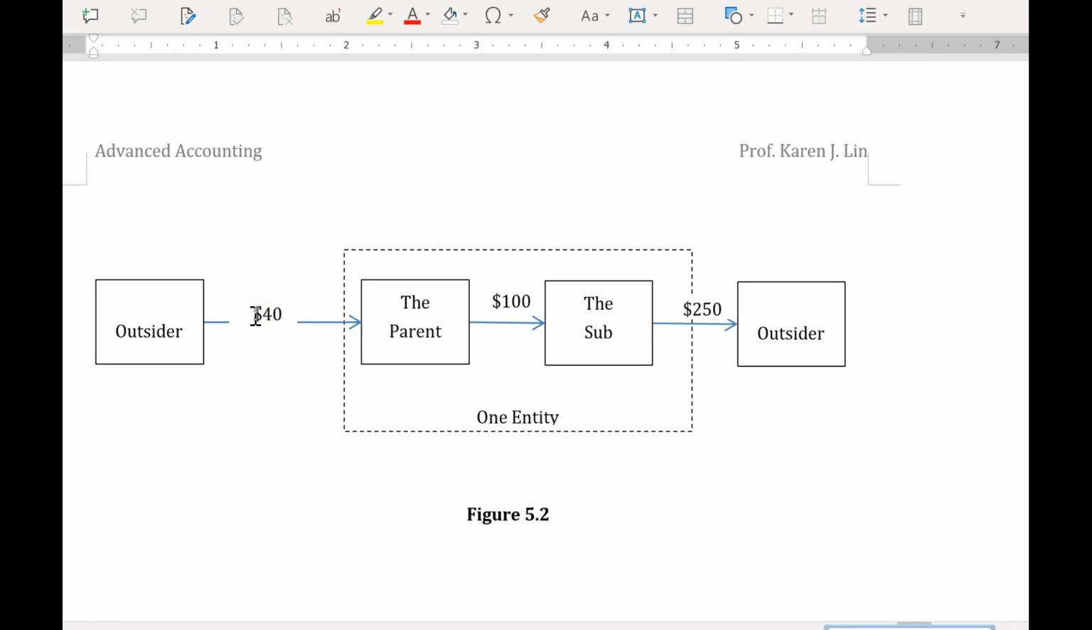Now, how is that profit distributed between the parent and the subsidiary? The parent recognized 60, right? 100 minus 40. The subsidiary recognized 250 minus 100, because when the subsidiary got the inventory, it's worth $100, and the subsidiary sells to outsiders for 250. So the subsidiary recognized 150 on its income statement. 150 plus 60, that's 210. And 250 minus 40, that's 210. We can see if there is an intra-entity sale, the gross profit of selling this inventory will be split between the parent and the subsidiary.